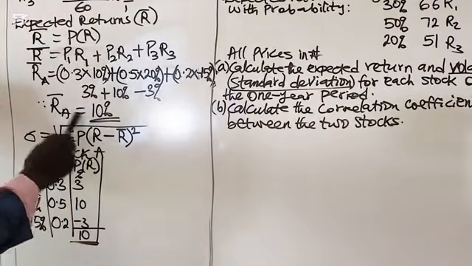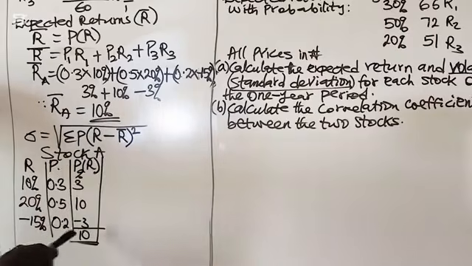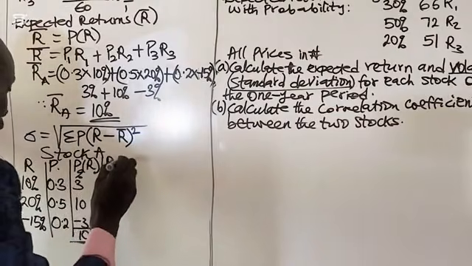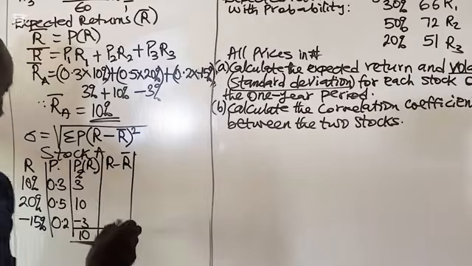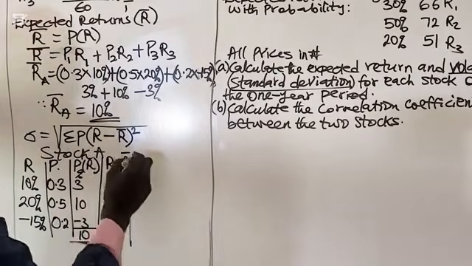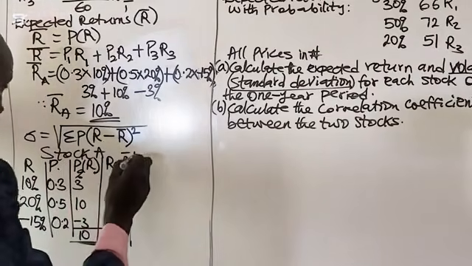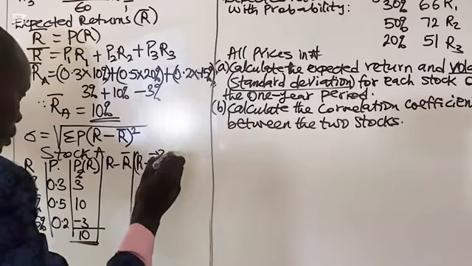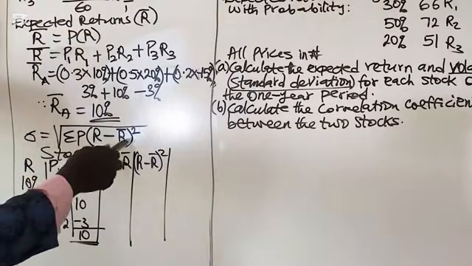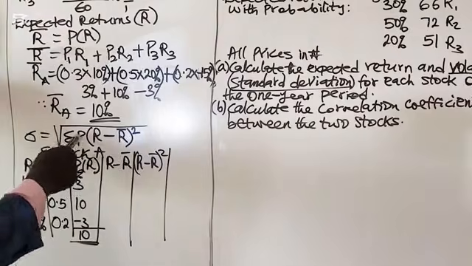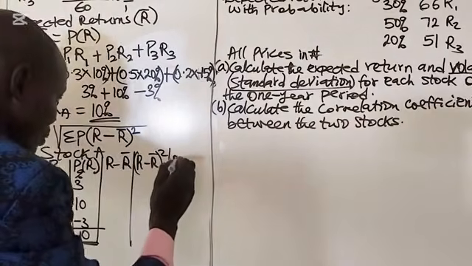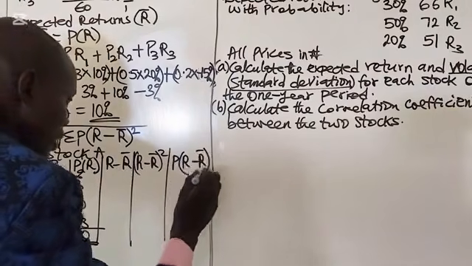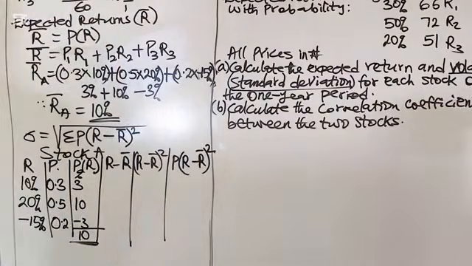Now that you know the expected returns, by virtue of the formula, we know our target is the standard deviation. The R bar is the expected returns. So you want to calculate the standard deviation, that means you will need R minus R bar. Then you will equally need R minus R bar squared. Then it is not just like that. You will need to multiply by the probability. So we have probability times R minus R bar squared.